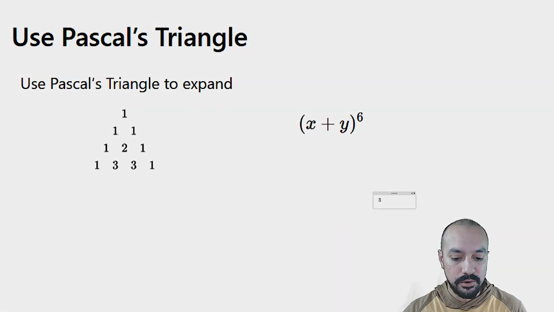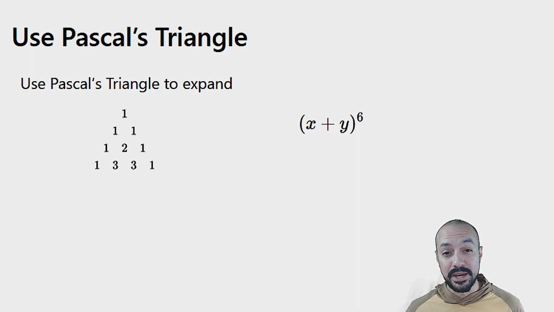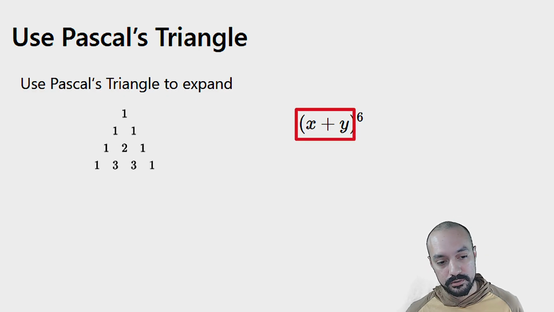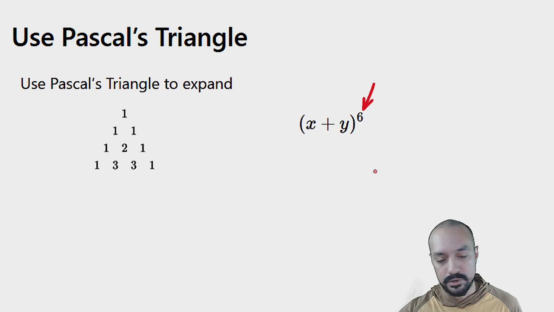All right, so here we have a problem. First of all, let's start off with the vocabulary for the skill. So this skill is called expanding binomials. Here we have a binomial. A binomial is a polynomial with two terms. And we want to expand it. What that means is we want to apply this exponent to it.